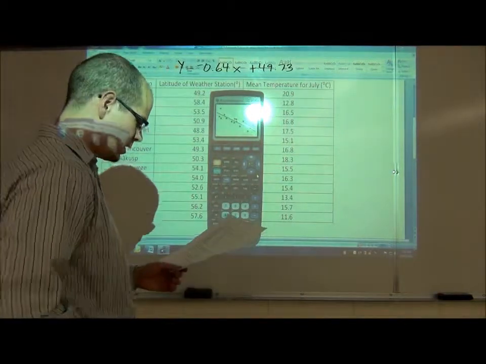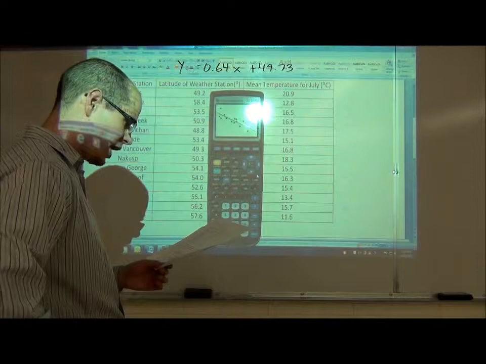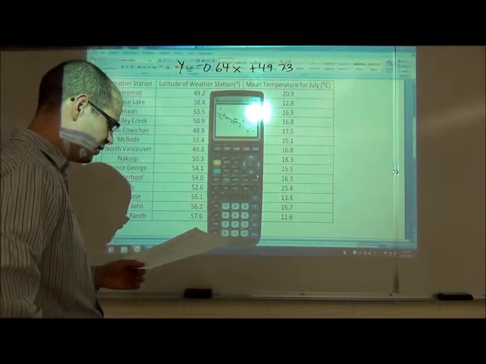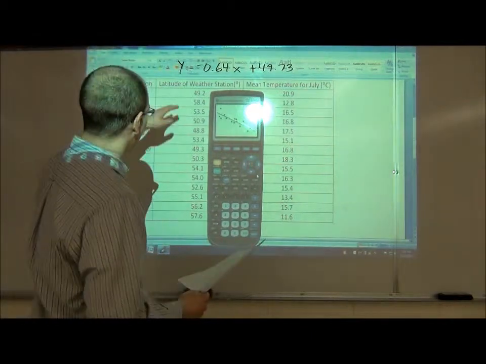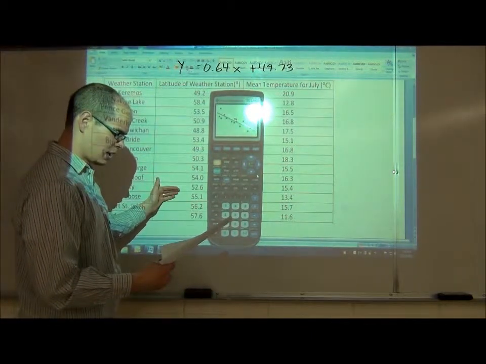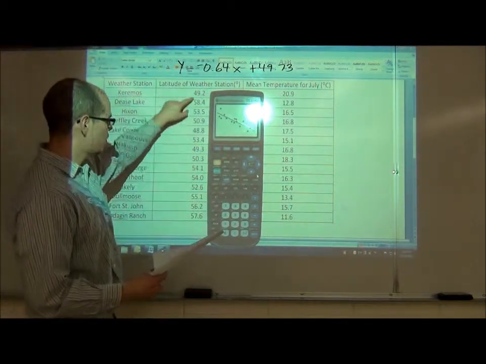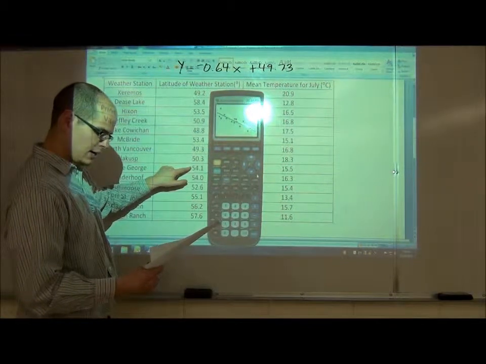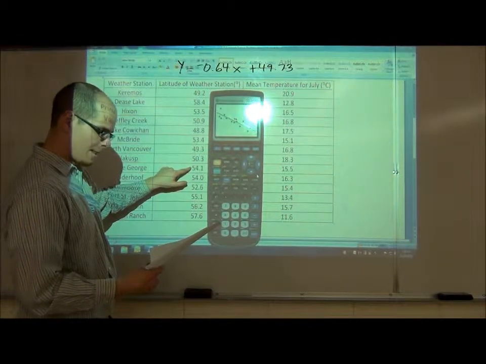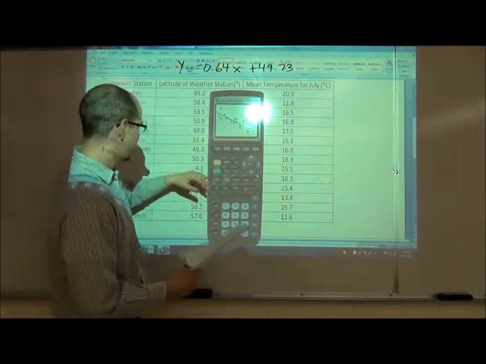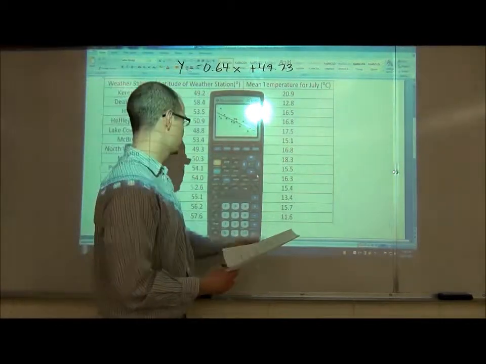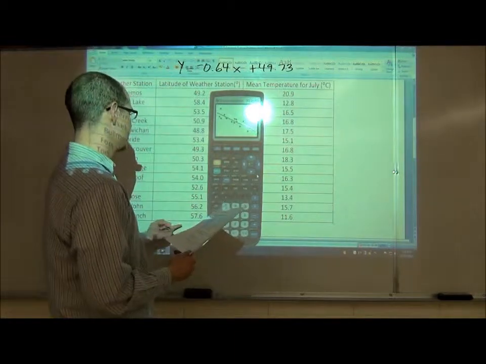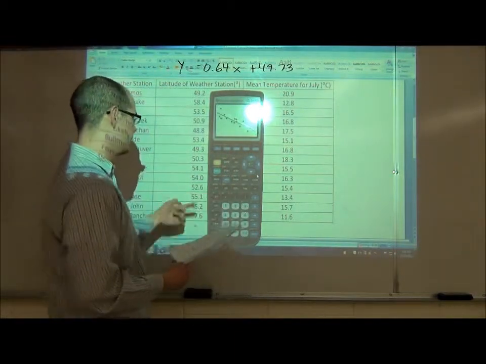Part C says, according to your regression equation, what average temperature would you expect at a latitude of 52 degrees north? It's asking for what temperature I would get for an x of 52. If x is 52, what's the temperature? Because 52 is not on here, right? There are some ones that are close, but it's not quite on here.